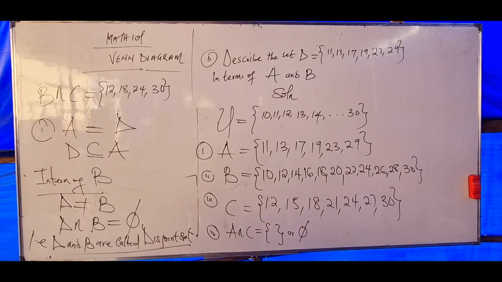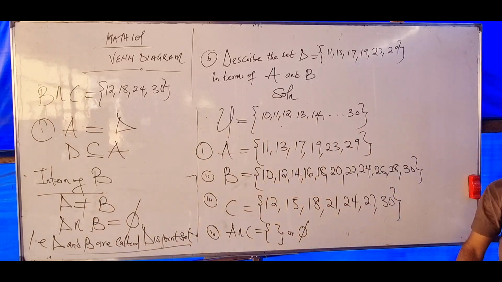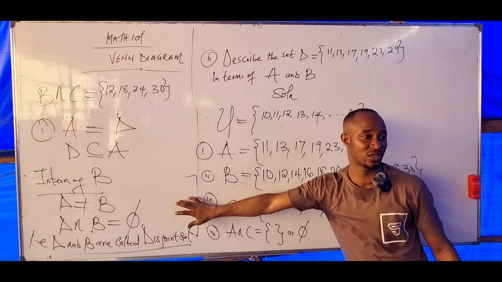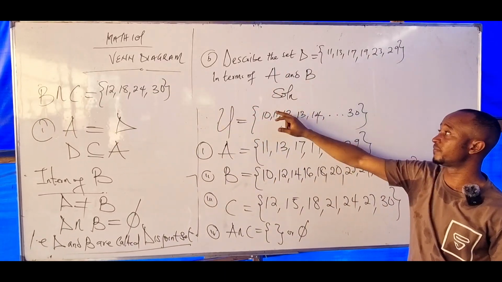Please write. A and B are disjoint. Between A and B, there is nothing in common, right? They are disjoint, yes. But you don't put it in terms of the description. I'm only describing D in terms of A and B.